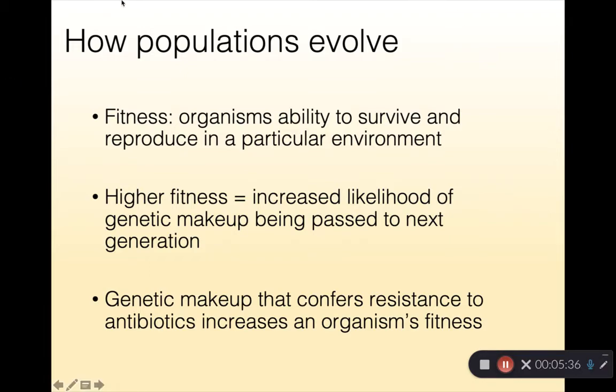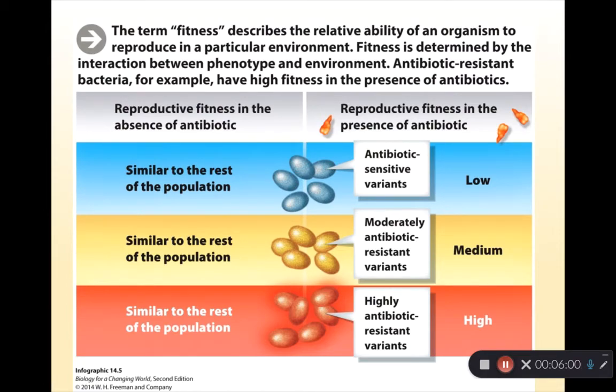And again, the example that your book gives is looking at the genetic makeup that confers resistance to antibiotics. So if a genetic makeup that confers resistance to antibiotics increases the organism's fitness because they're able to survive in areas where the antibiotic is present, we can look at this. Again, this is looking at a figure in your book.